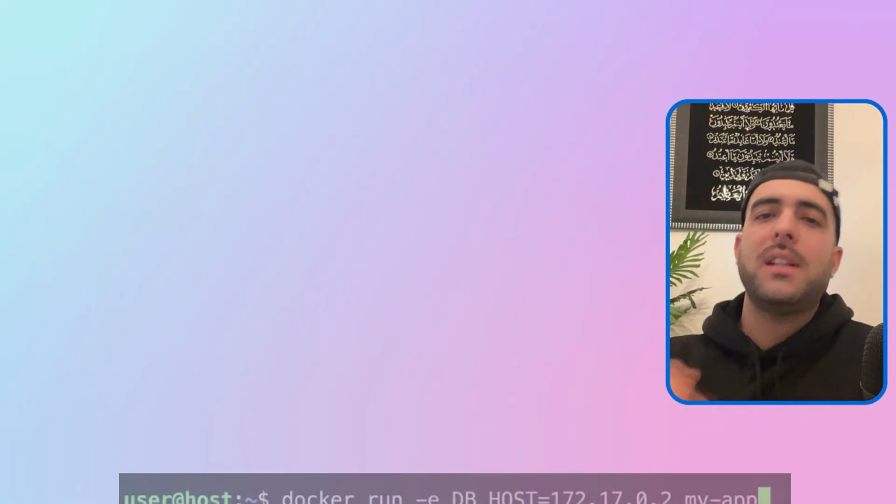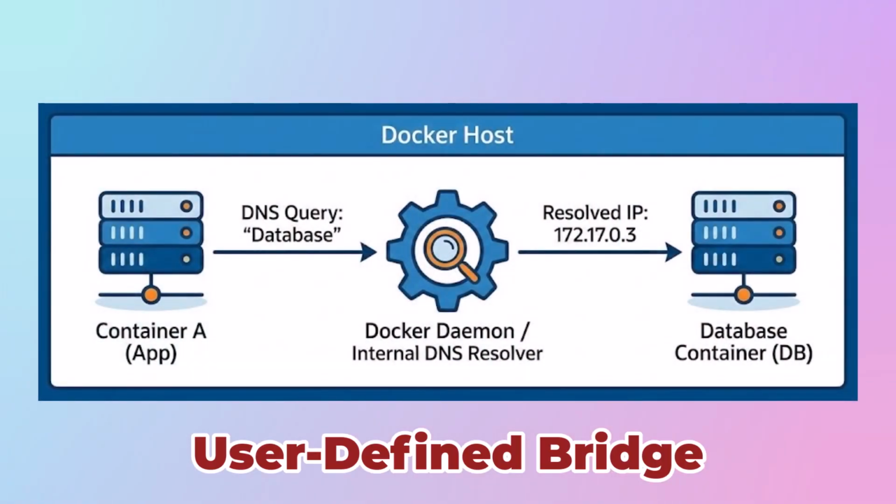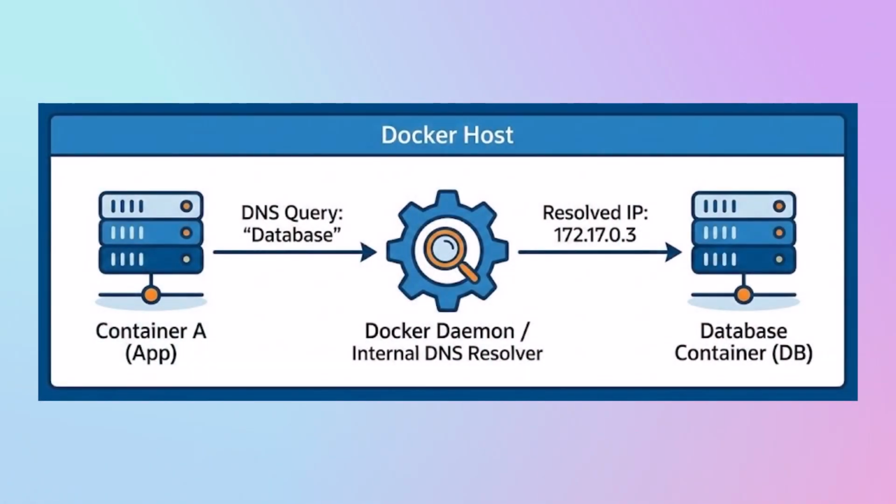And to get that, you need a user-defined bridge. Now, when you create your own network, Docker turns on a secret DNS. So now container A can find the database, and Docker will know exactly which IP to route that to.